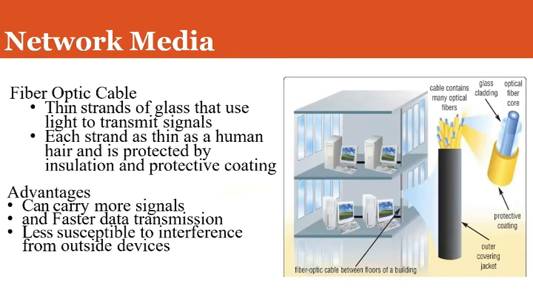Then ito na yung ginagamit natin ngayon. The fiber optic cable. So kahit medyo mas expensive siya, mas okay ito kasi mas mabilis yung travel ng bandwidth. So thin strands of glass that use light to transmit signals. Each strand is as thin as a human hair and is protected by insulation and a protective coating. So ito yun. Advantages, it can carry more signals and faster data transmission. It is less susceptible to interference from outside devices. So this is the fiber optic cable.